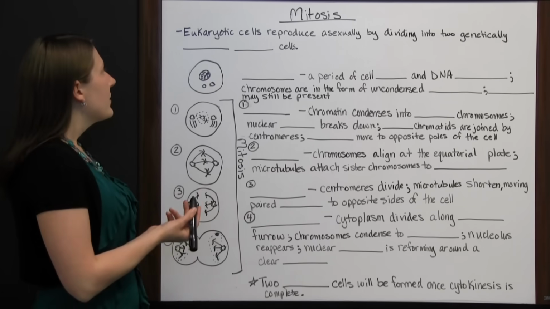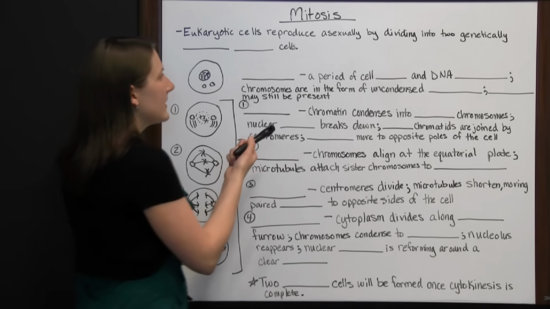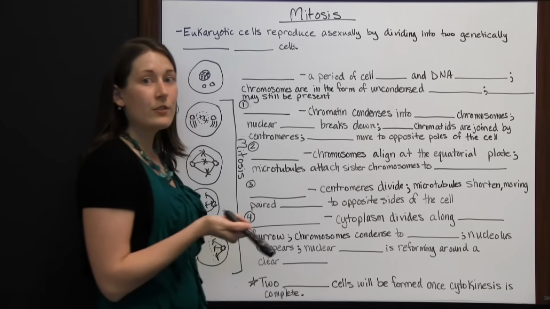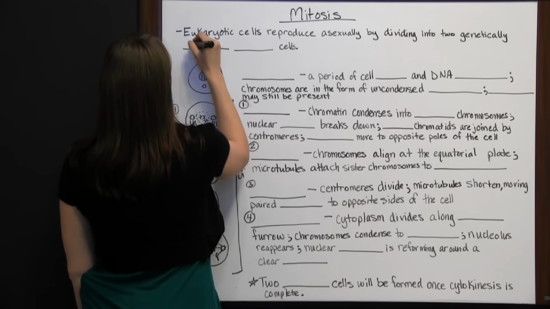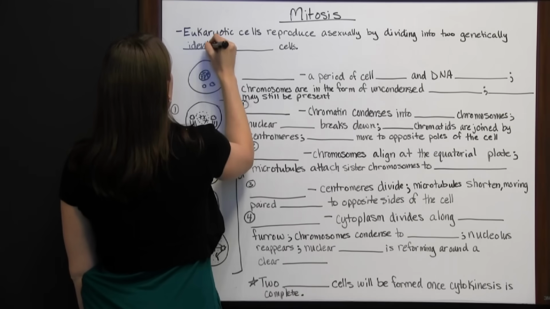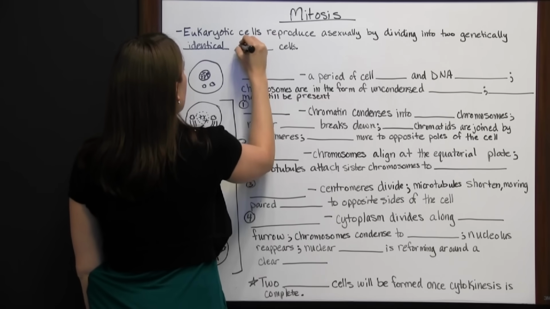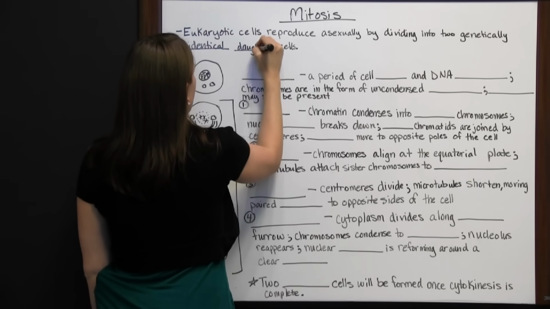Mitosis. Eukaryotic cells reproduce asexually by dividing into 2 genetically identical daughter cells. Now they do this by the process of mitosis.